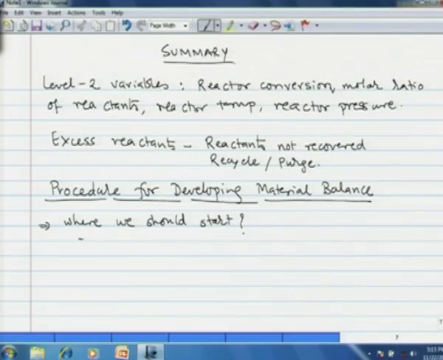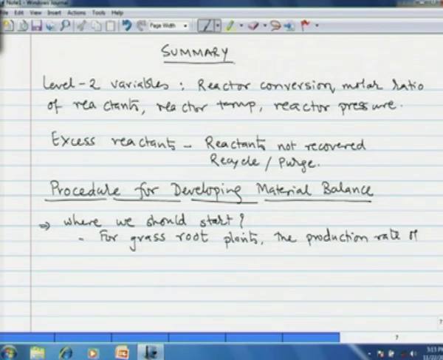So, that point we note, where we should start. For grassroots plants or completely new plants, the production rate of desired product is the beginning point.